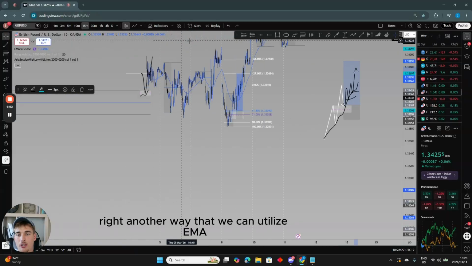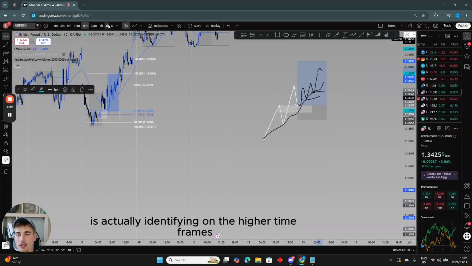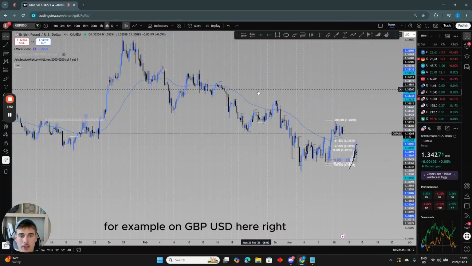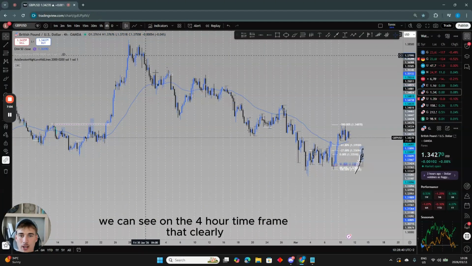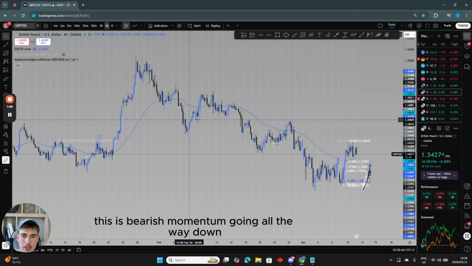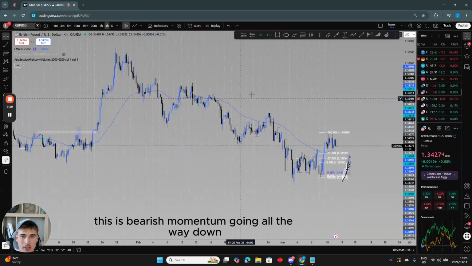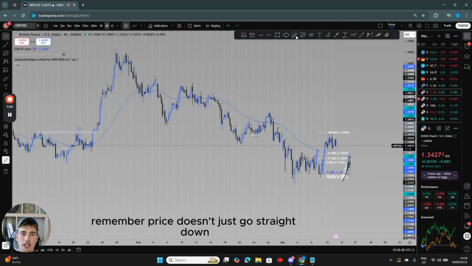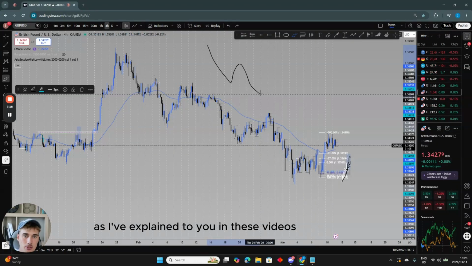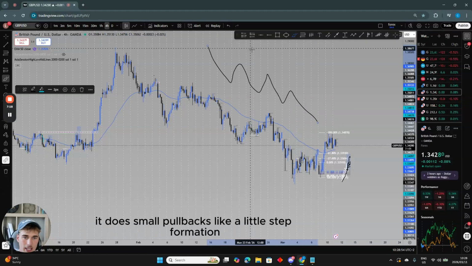Another way that we can utilize EMA is actually identifying on the higher time frames. For example, on GBP USD here, we can see on the 4-hour time frame that clearly we've been in a bearish momentum for quite some time. From this high, this is bearish momentum going all the way down. But of course, remember, price doesn't just go straight down. It does its small little pullbacks, as I've explained to you in these videos, like a little step formation, right?